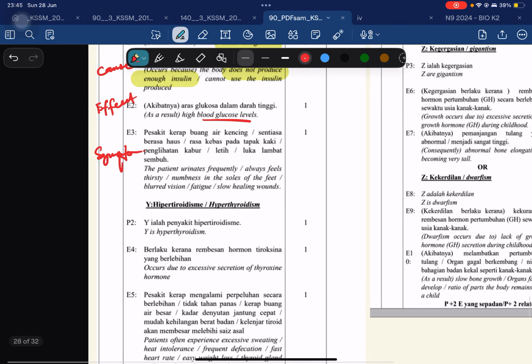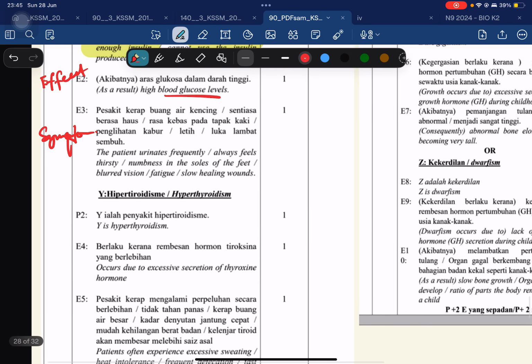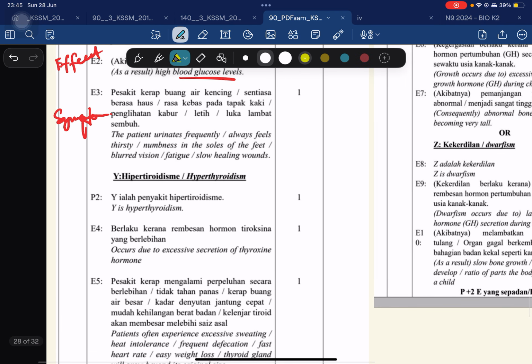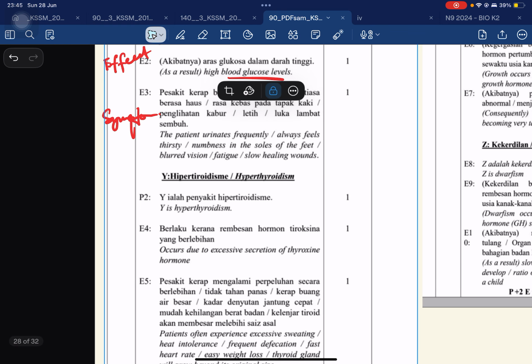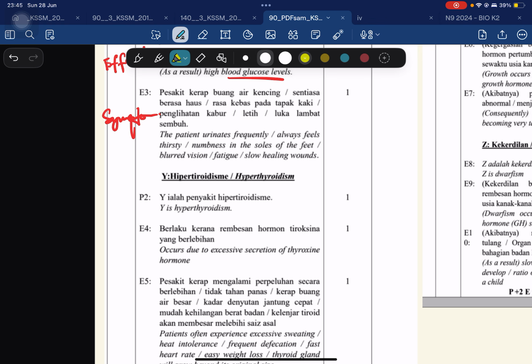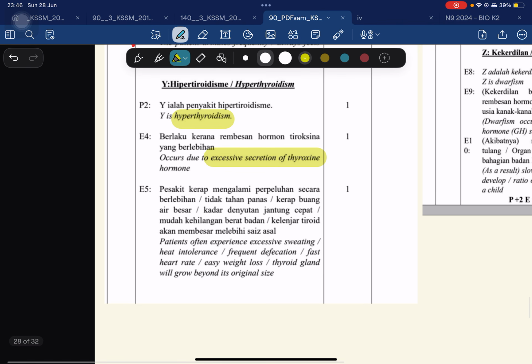And for hyperthyroidism, why does hyperthyroidism occur? Because of too much, we cannot have too much of it. We need to control too much here. So because of excessive secretion of thyroxine hormone. So this is also the cause of it.